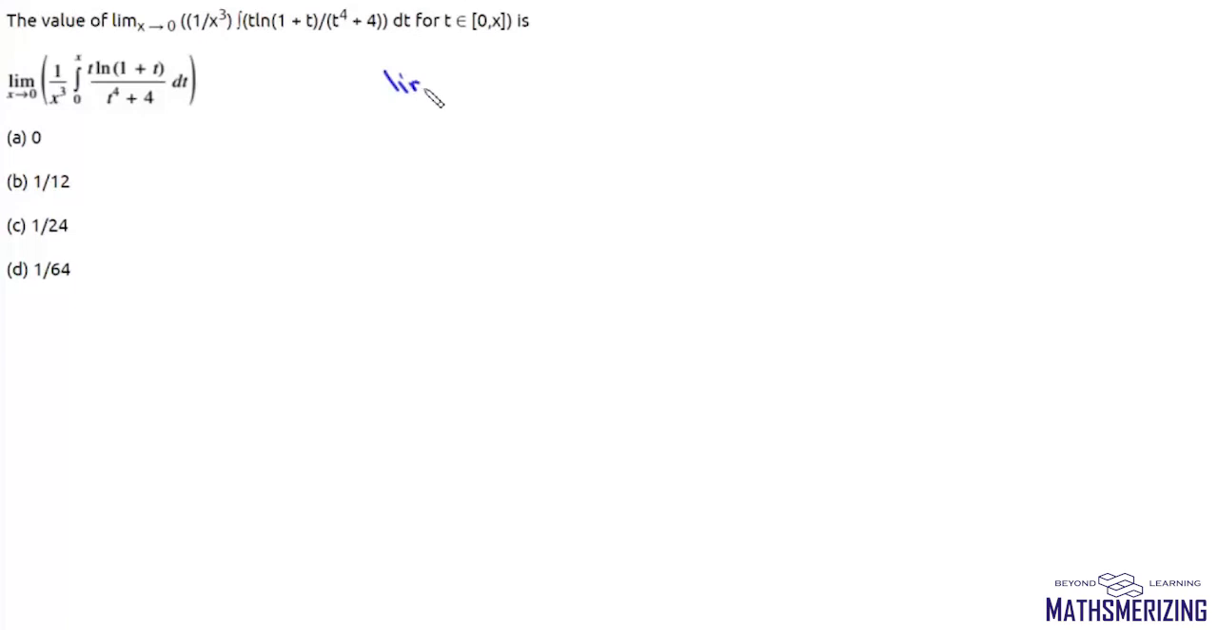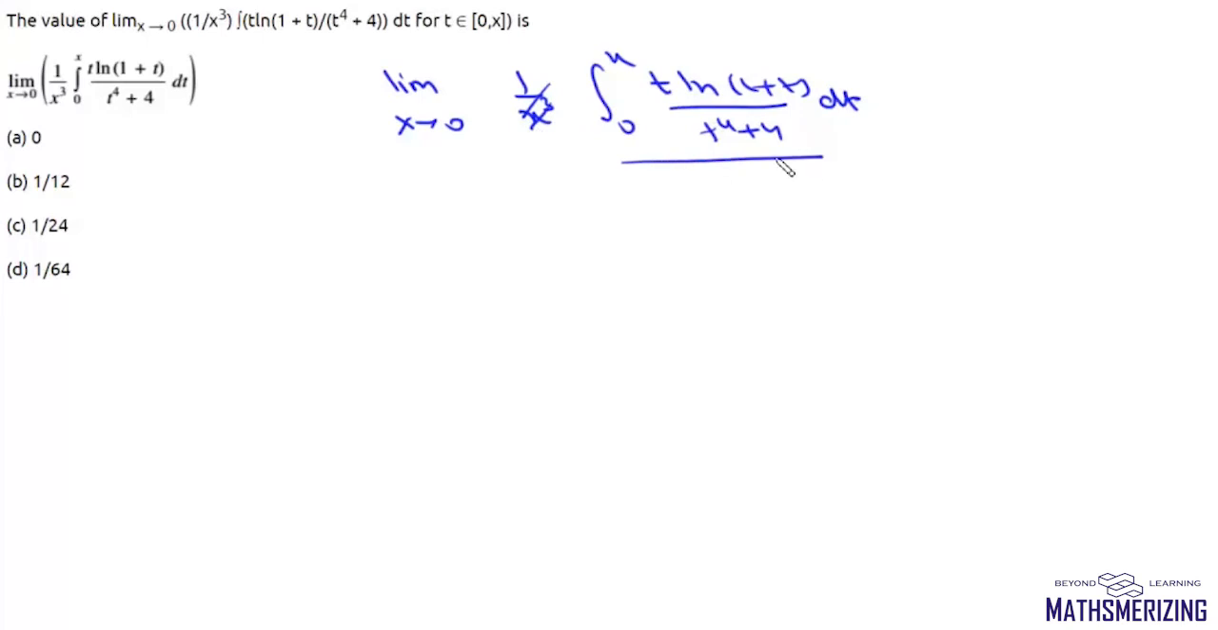Now here the question is, we need to find value of this limit. Limit x tends to 0, 1 upon x cube, this integral from 0 to x, t log 1 plus t upon t to the power 4 plus 4 dt. Now what we'll do is we'll write this as this integral upon x cube. Now when x tends to 0, this limit will be from 0 to 0, so this is 0, and then in the denominator it is also 0, so it is 0 upon 0 form.